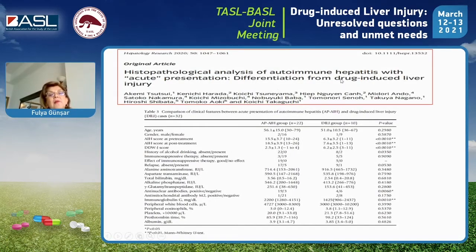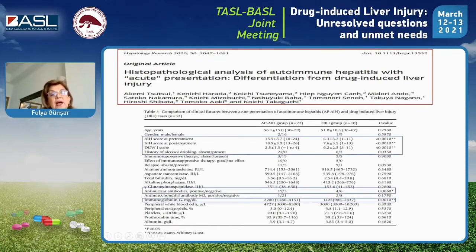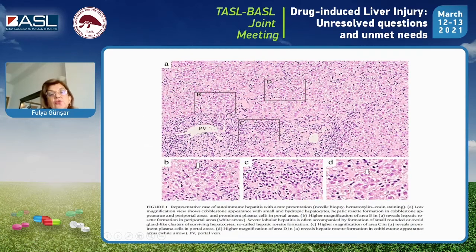There is a paper about the histopathologic analysis of autoimmune hepatitis with acute presentation, and differentiation from drug-induced liver injury. You can see here baseline characteristics like autoantibody positivity, IgG levels, and autoimmune hepatitis score. As expected, they are more prominent in the autoimmune hepatitis group. When you look at this slide, you can see some characteristics of autoimmune hepatitis, like rosette formation here, and many plasma cells. Rosette formation and cobblestone appearance are quite pathognomonic for autoimmune hepatitis patients.